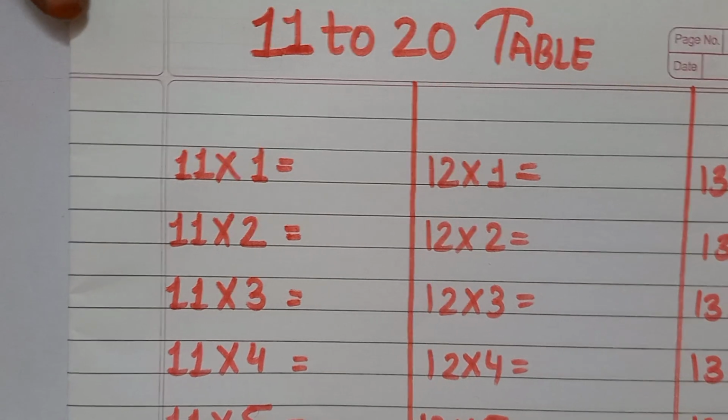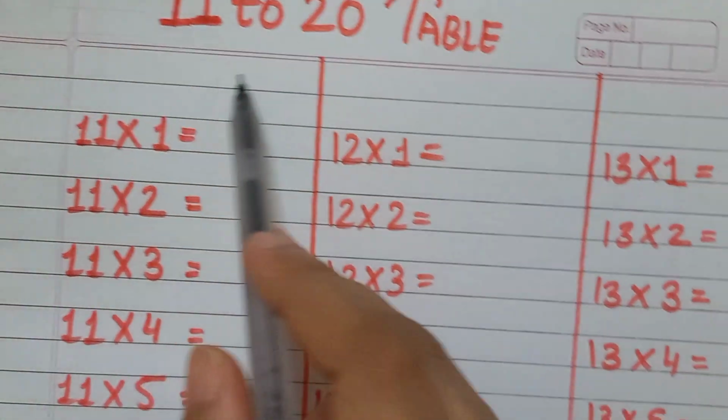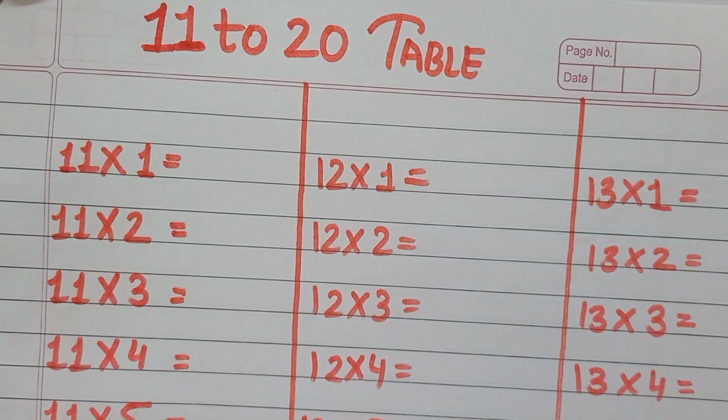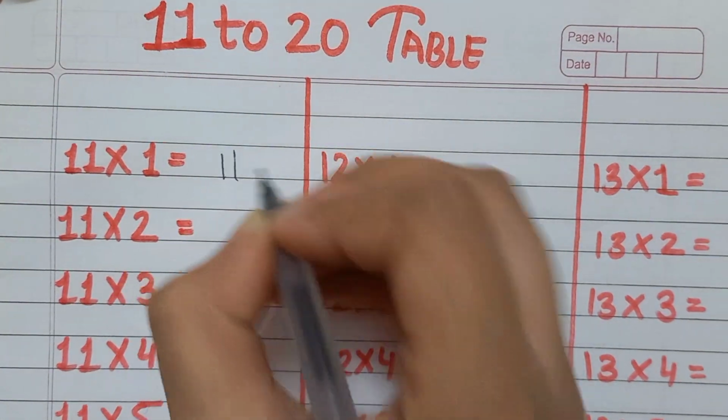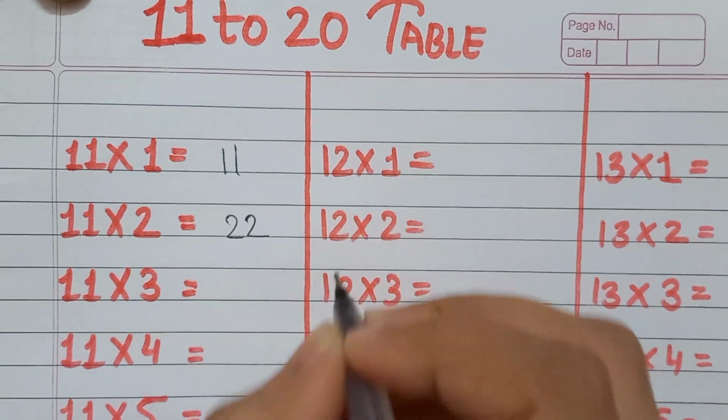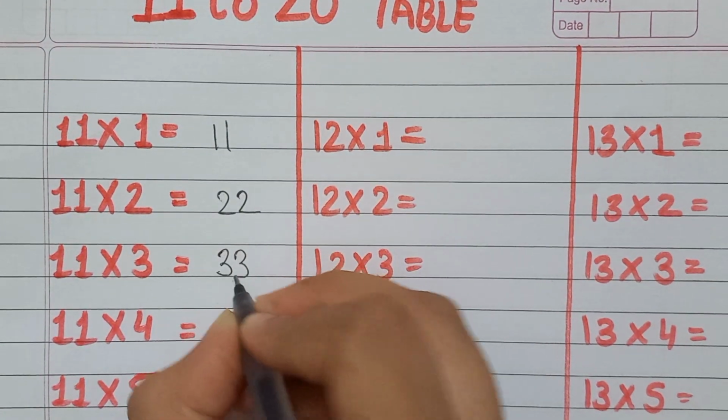Hello students, today we are going to learn tables from 11 to 20. Now let's begin. 11 ones are 11. 11 twos are 22. 11 threes are 33.